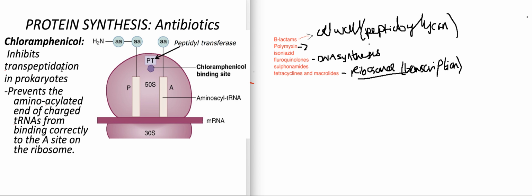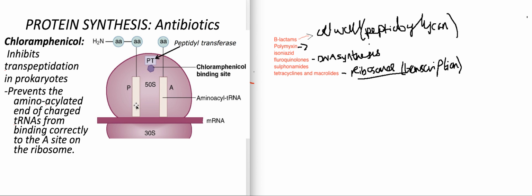Chloramphenicol inhibits transpeptidation. So this is the process by which, initially, your first tRNA comes in. Here you have the 50S and the 30S, and here is the mRNA. On top of the mRNA are what are known as codons. Every three nucleotides make up one codon, and the tRNA contains anticodons which match to them. The only difference is that mRNA has uracil, and so does tRNA.